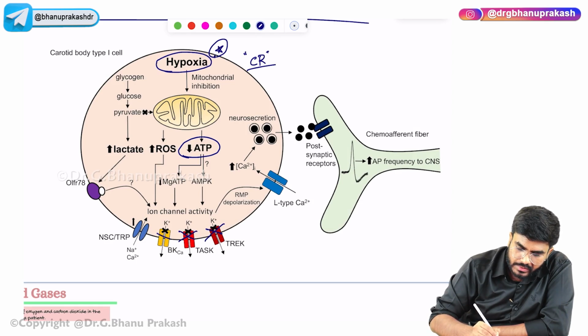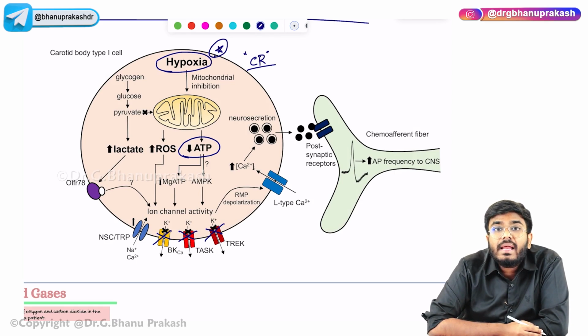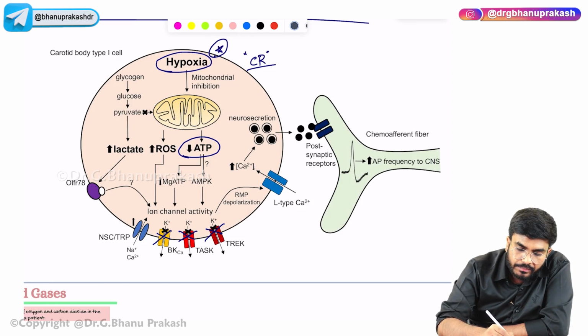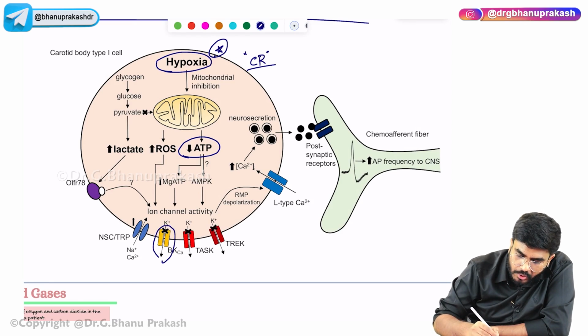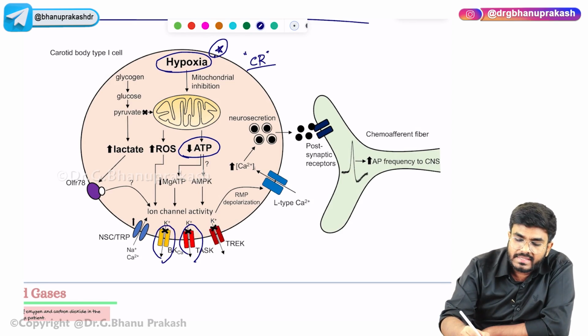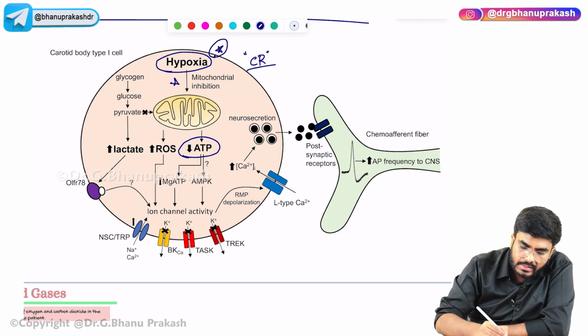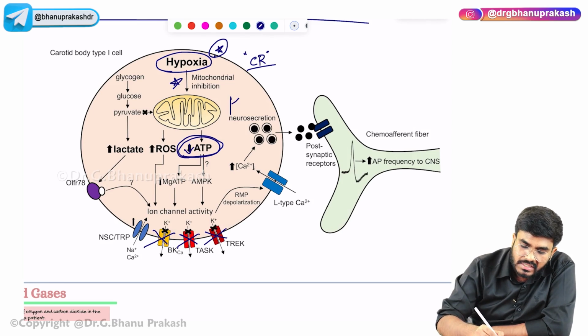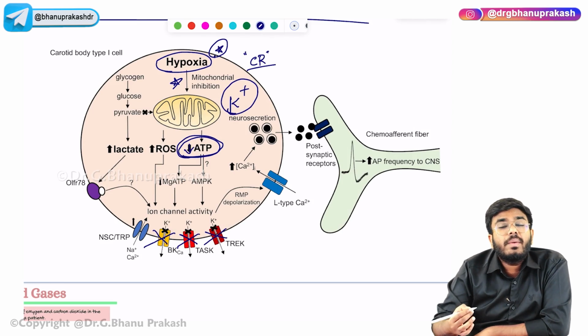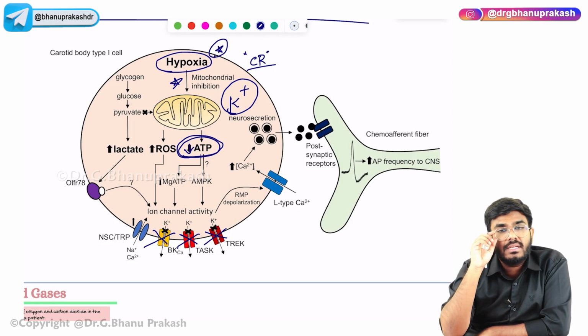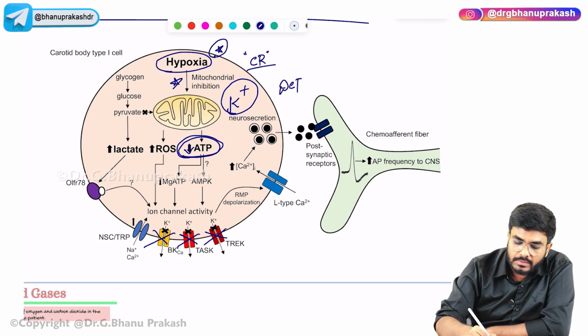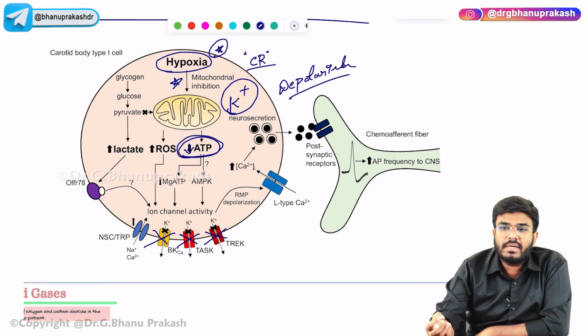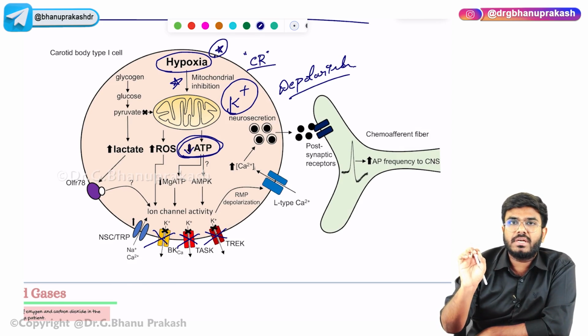When ATP production goes down, these potassium channels will close. They are ATP sensitive potassium channels. Whenever there is hypoxia, the ATP production decreases, and these ATP sensitive potassium channels are closed. So potassium will start to accumulate inside the cell, and because of the potassium accumulation, the cell will become depolarized.